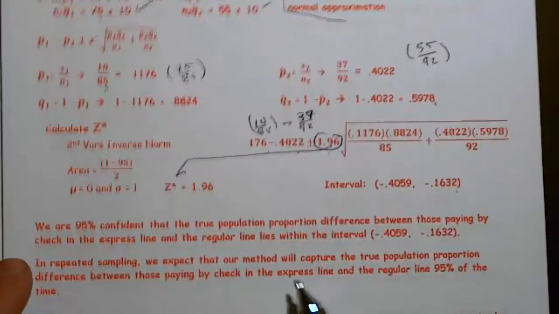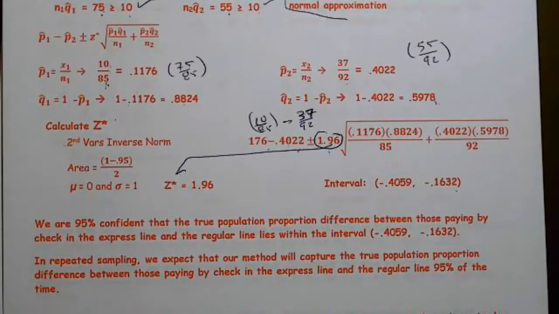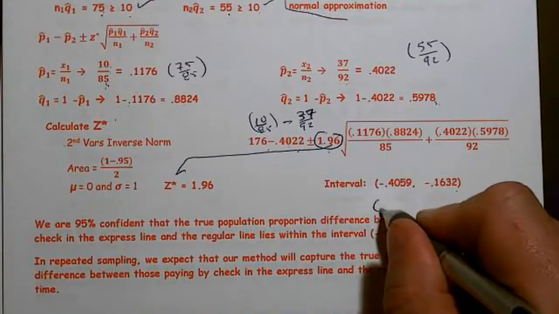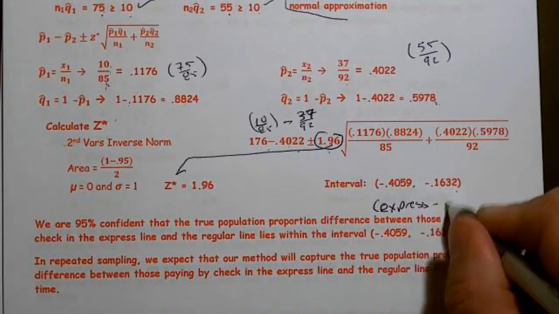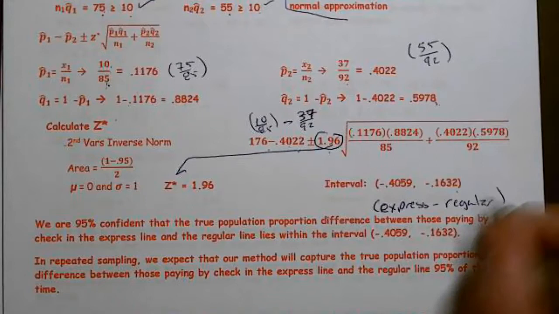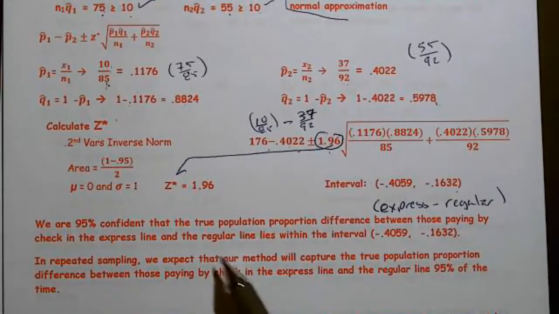So what can we say? We are 95% confident that the difference in the true population proportion between those paying by check in the express line and the regular line lies within this interval. Now, if you wanted to write this as express minus regular, you could do that, but make sure that you explain what it is that you're doing. And in repeated sampling, we expect that our method will capture the true population proportion difference between those paying by check in the express line and regular line 95% of the time.